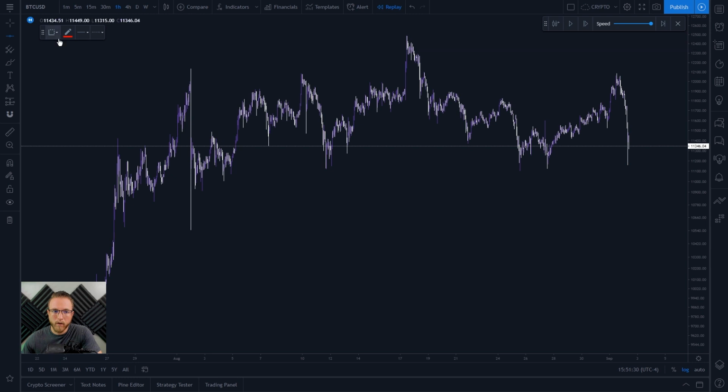So go ahead and grab your horizontal line tool. Yeah, we're going to go ahead and use that one. Areas of resistance I like to use as red. So the very first thing that you want to do is just pick the areas that are most obvious to the eye as resistance.